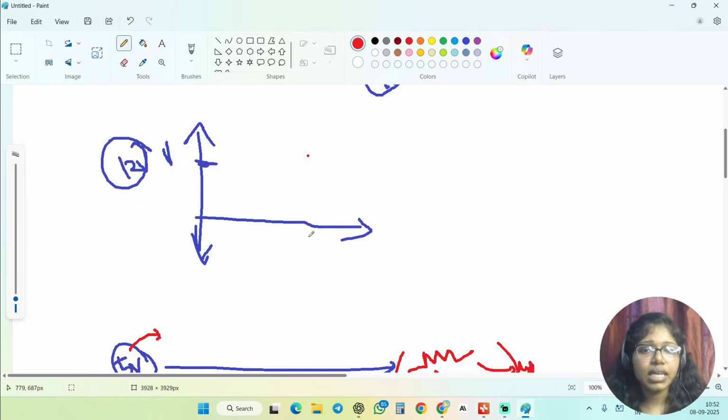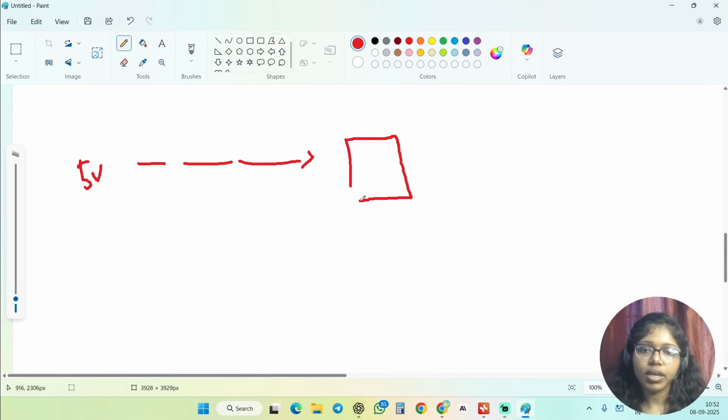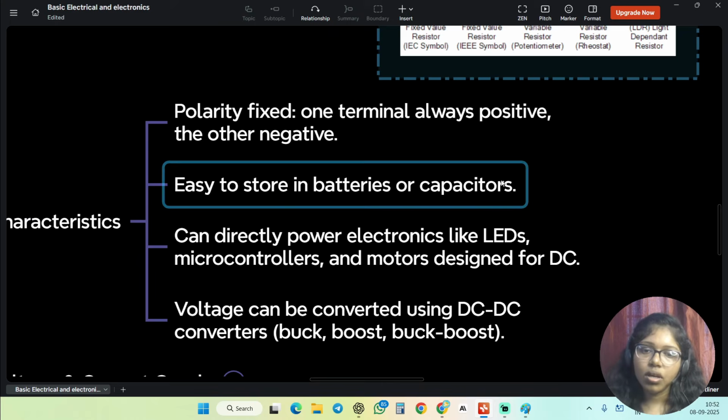While you're taking the DC current, if you give 5 volt, the current will start to flow. If you want to store that current in a component, you can easily store the charges in a capacitor, a solar cell, or a battery. So here you can easily store the charges. DC current is capable of storing charges.